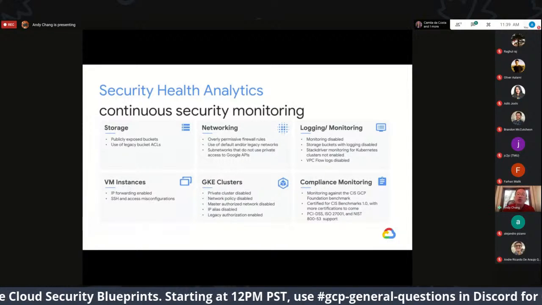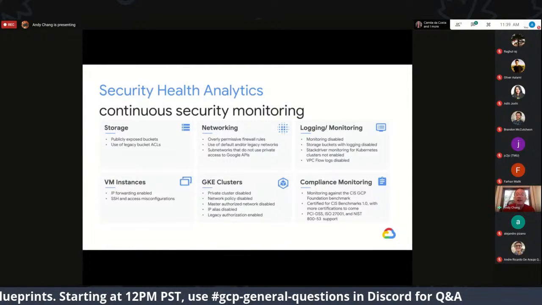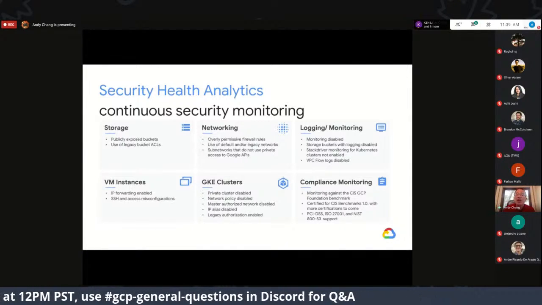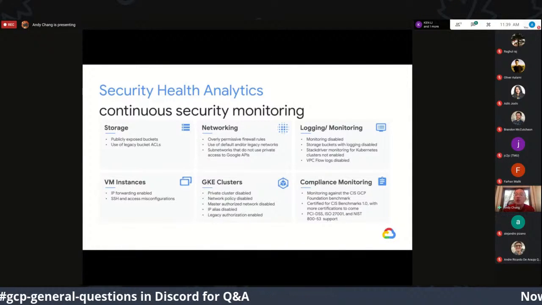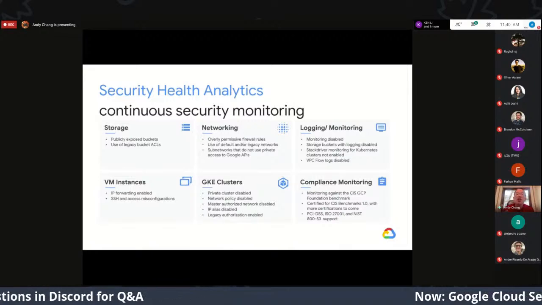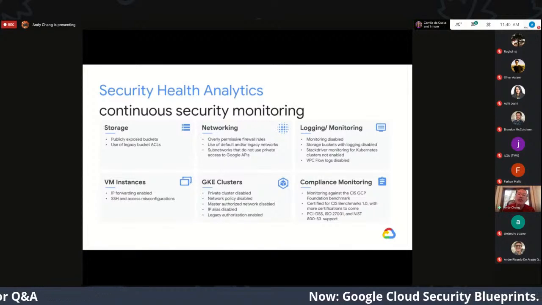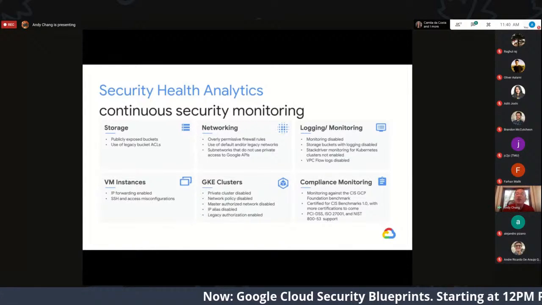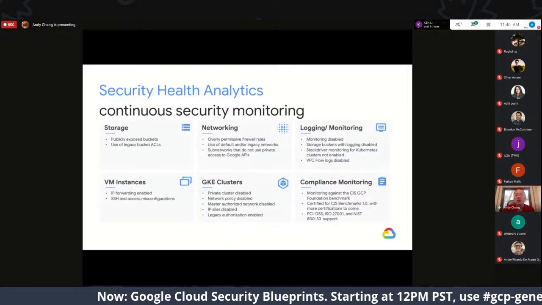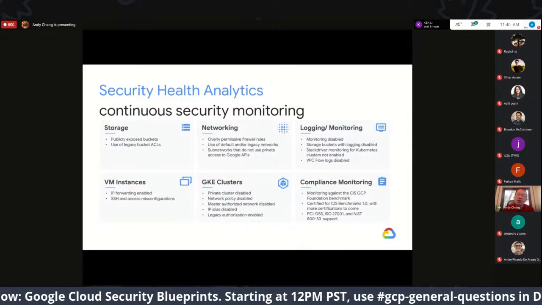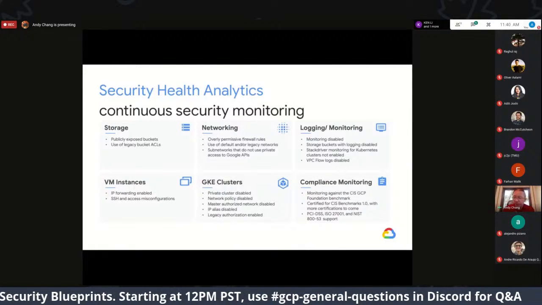It monitors your storage so that it finds and identifies publicly exposed buckets. It also identifies where you're not using bucket-only policy, when you're using legacy ACLs, so that really the configuration of where your data is stored, you get a very good look at what the security posture of that is.